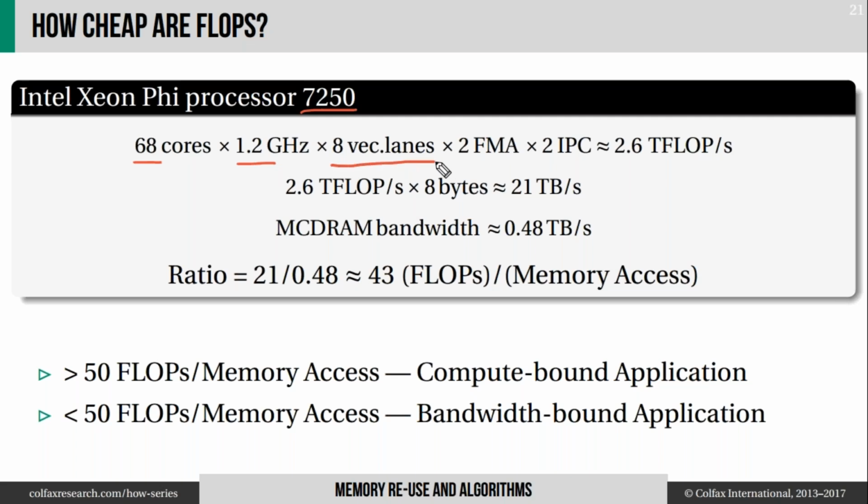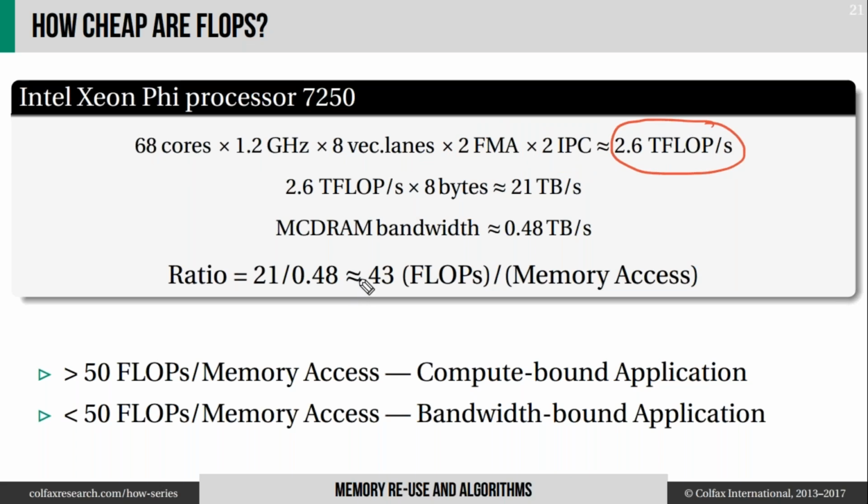In double precision, each cycle processes a vector with 8 vector lanes. And if you're doing fused multiply-add, then you're doing 2 operations per instruction, and the throughput is 2 instructions per cycle. The product of all these numbers is the theoretical peak performance of the processor. It is 2.6 teraflops, 2.6 trillion floating point operations per second in double precision.